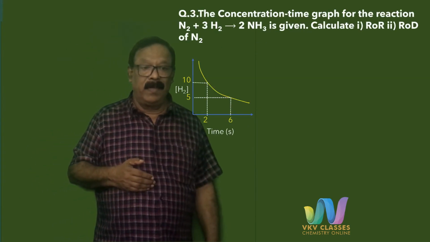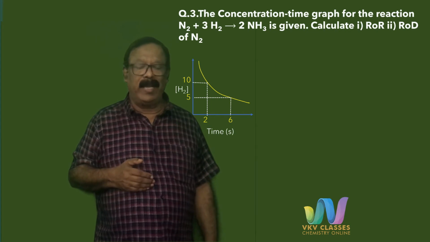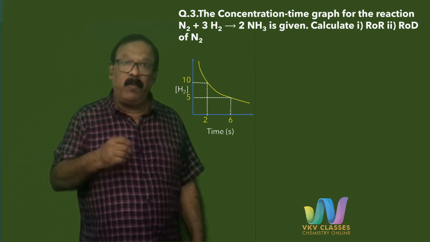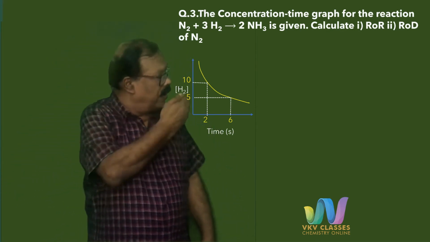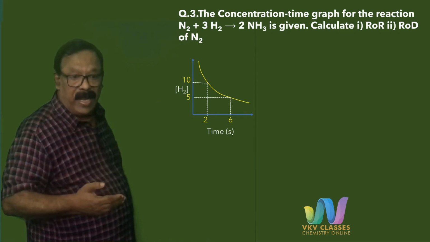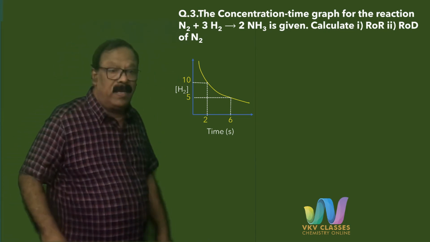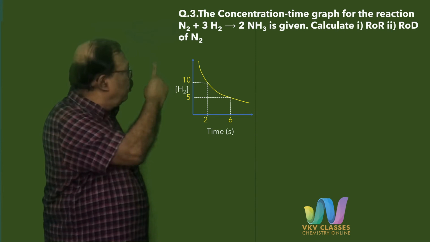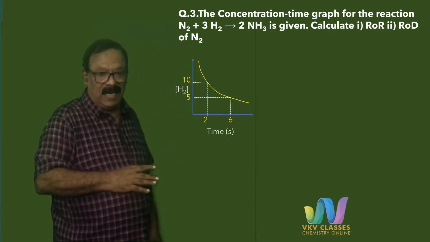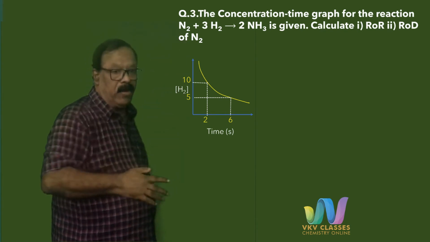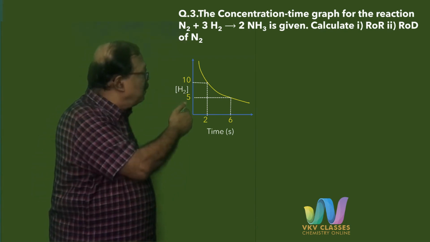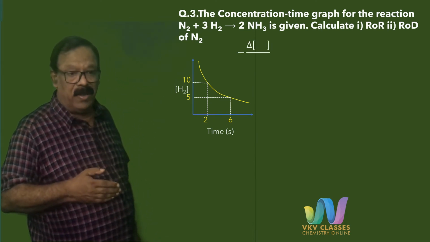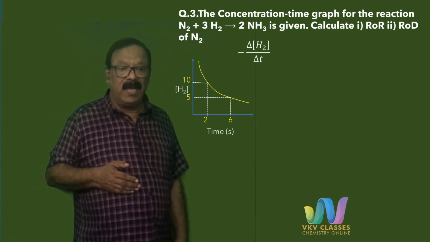Okay. Then a graph. How to handle the graph? The concentration time graph for the reaction N2 plus 3H2 giving 2NH3 is given there. You are asked to calculate the rate of reaction and the rate of disappearance of nitrogen. So there it is the average rate. Two times are given, which are 2 and 6 seconds. Concentrations are given, 5 and 10. When the time is 2 seconds, concentration is 10. When the time is 6 seconds, concentration is 5.